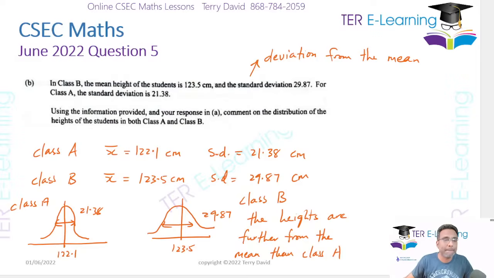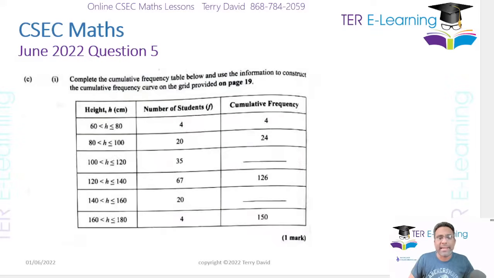The next part now, the cumulative frequency table below, use the information to construct a cumulative frequency curve. So last night again, I showed you all how to do this. So we keep adding up. You're going to take whatever your cumulative frequency was before, you add your frequency. So 4 plus 20 is going to give me 24. Next, 24 plus 35, and that's going to give you 59. Then 59 plus 67 is 126. So this is correct here.